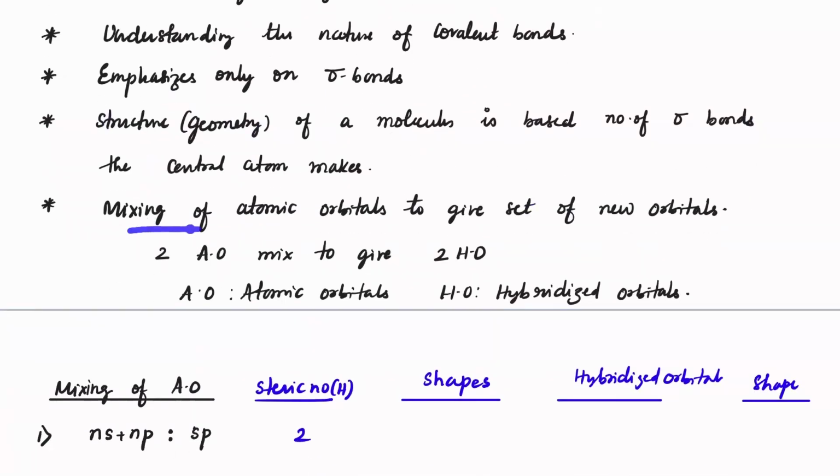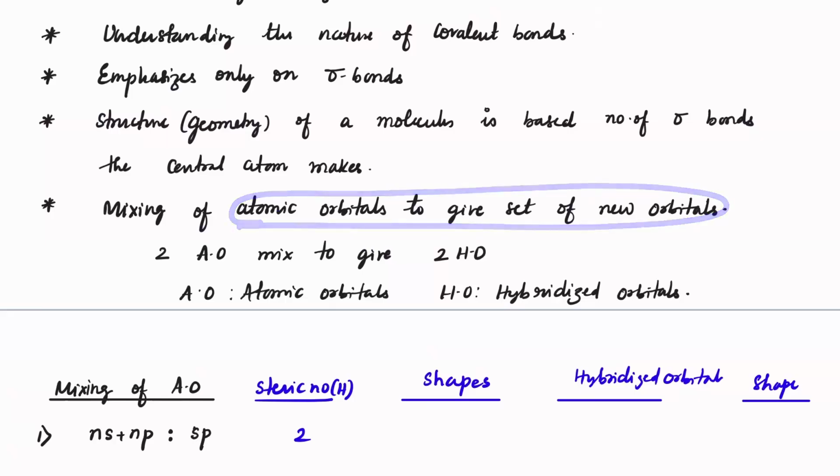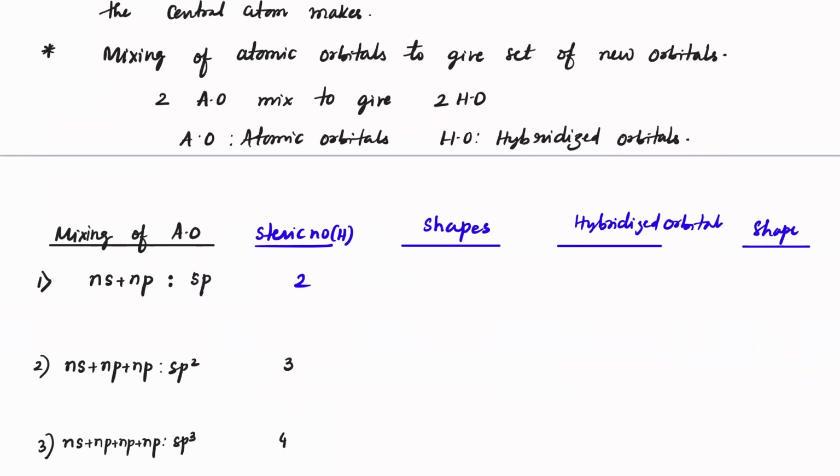Next, hybridized orbitals are made out of intermixing of atomic orbitals. Which means if we have an s orbital, a p orbital, and so on, those orbitals will intermix to give some new hybridized orbitals. And the ratio would be like this: for every two atomic orbitals, you'll get two hybridized orbitals. For every n atomic orbitals, you'll get n hybridized orbitals.